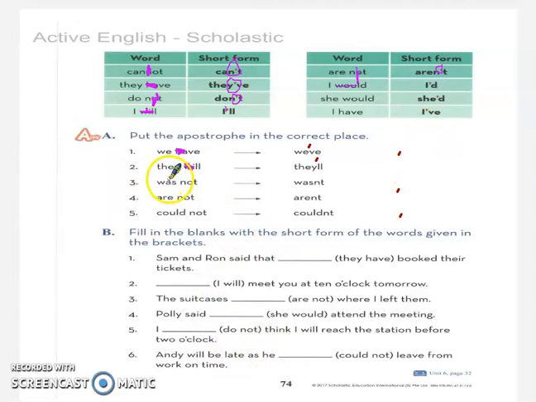Number 3. Was not, wasn't. Where is the apostrophe here? Excellent. Here, instead of the missing letter O.